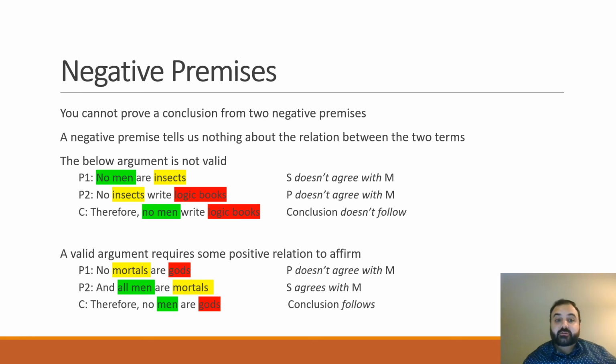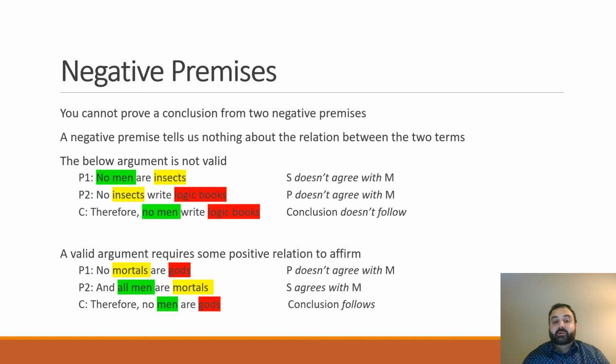It's written in the positive form. The basic rule is this: you can't write a valid conclusion that follows, or a logical, true conclusion that follows, with two negative premises. If you're going to have a negative premise, at least one of them needs to be positive. Because when you put two negative premises together, it usually, or always, results in an illogical conclusion that doesn't follow. So let's look at the two examples on the screen. The first one: no men are insects. No insects write logic books, therefore no men write logic books.